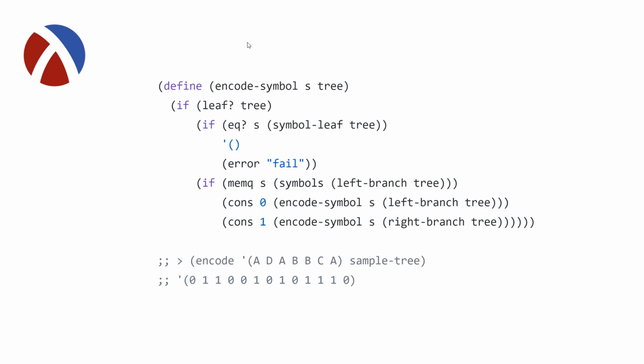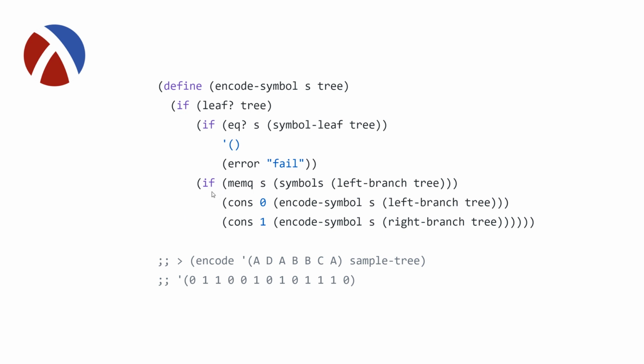We have our procedure encode symbol that takes a symbol S and the corresponding tree. Right off the bat, we have an if expression, which in the predicate is checking whether we are at a leaf of the tree. If so, we have another if expression that's checking is our symbol S equal to the symbol that is at the leaf of this tree. If so, just return an empty list because we don't need to add anything to our encoding at this point. Otherwise, error out saying that we weren't able to match your symbol.